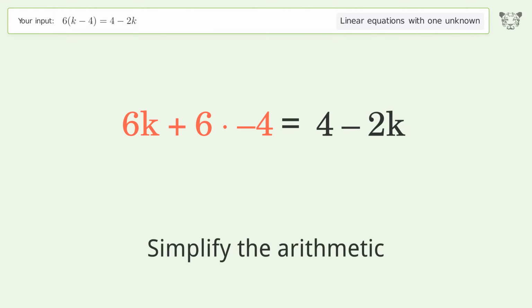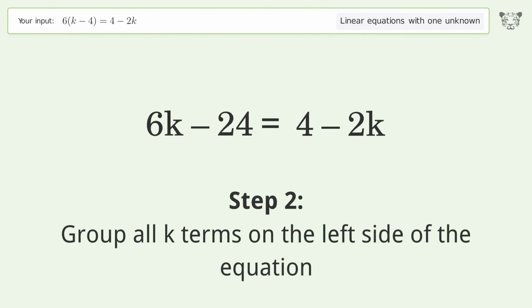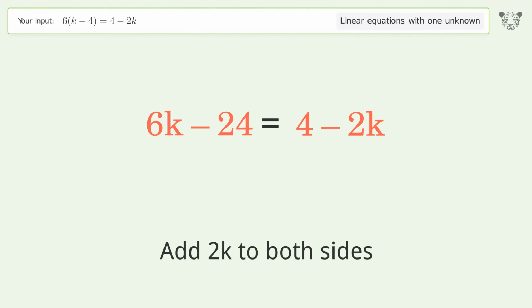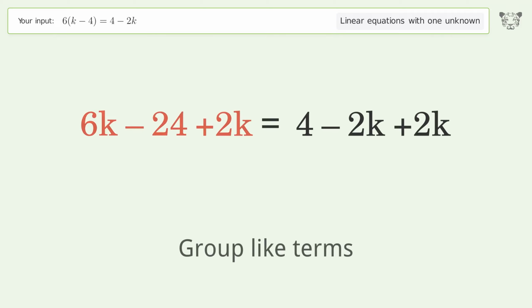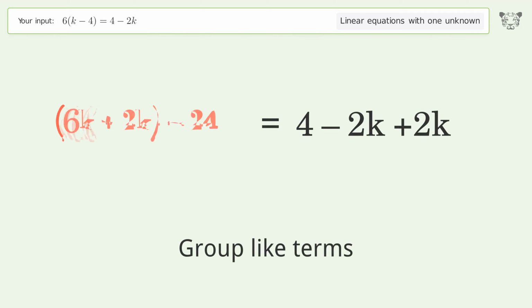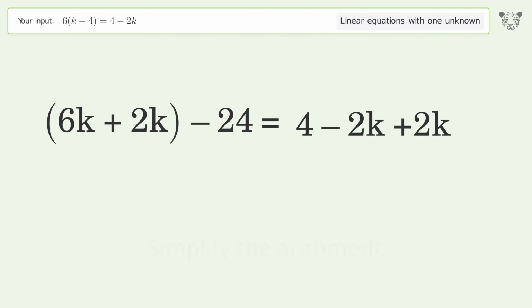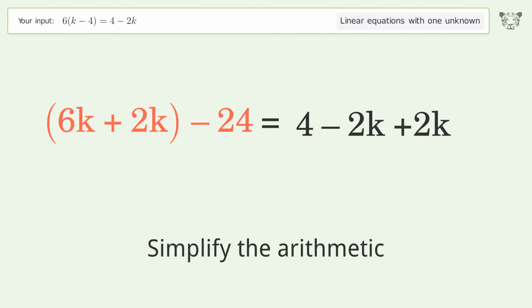Simplify the arithmetic. Group all k terms on the left side of the equation. Add 2k to both sides. Group like terms. Simplify the arithmetic.